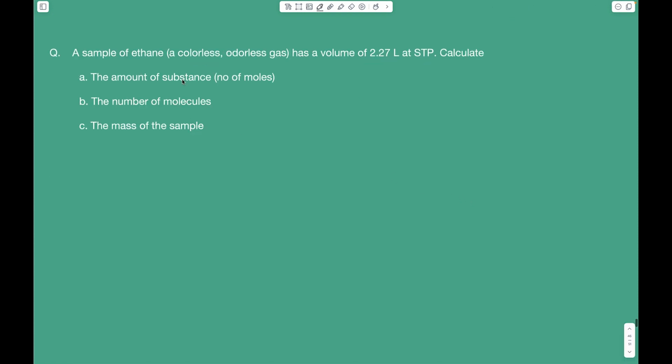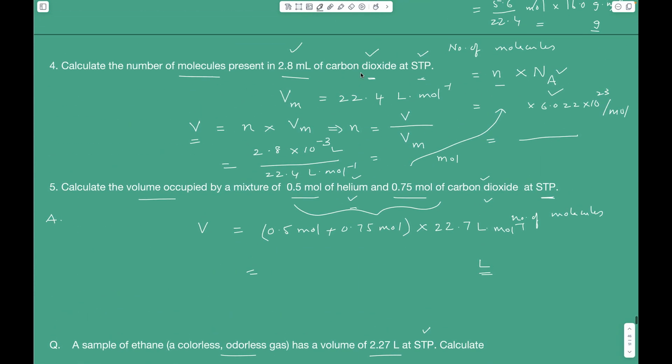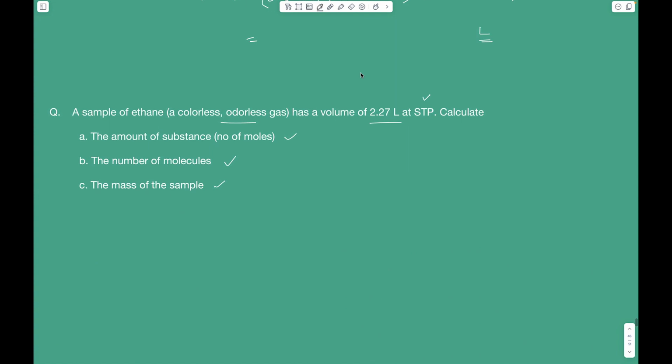In the next question, we have a sample of ethane, which is a colorless, odorless gas that has a volume of so many liters at STP, and we are asked to calculate these three. I think you can try this for yourself. We have done similar examples above. But you must know the molecular formula of ethane is C2H6.